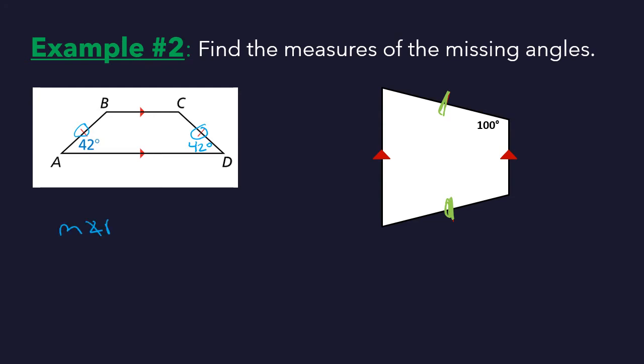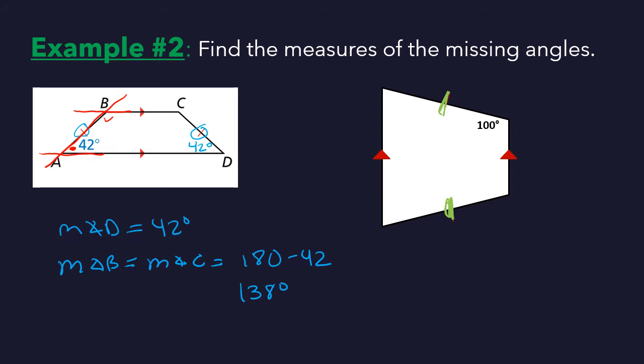And the other thing I know is that I have parallel lines. At the end of the day, you have parallel lines that go like this. We also know that if we look at these two angles, they are supplementary. So if I want to find the measure of angle B, it's going to equal the measure of angle C, because the trapezoid is isosceles, and it's supplementary to those other base angles. So I can take 180 minus 42 and I get 138 degrees.